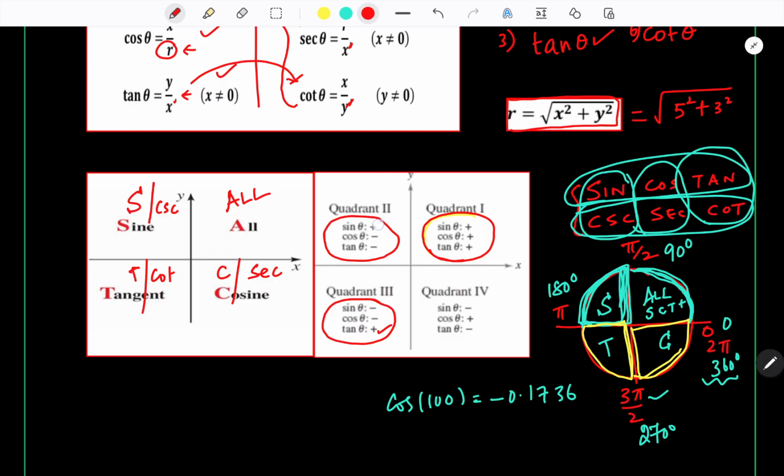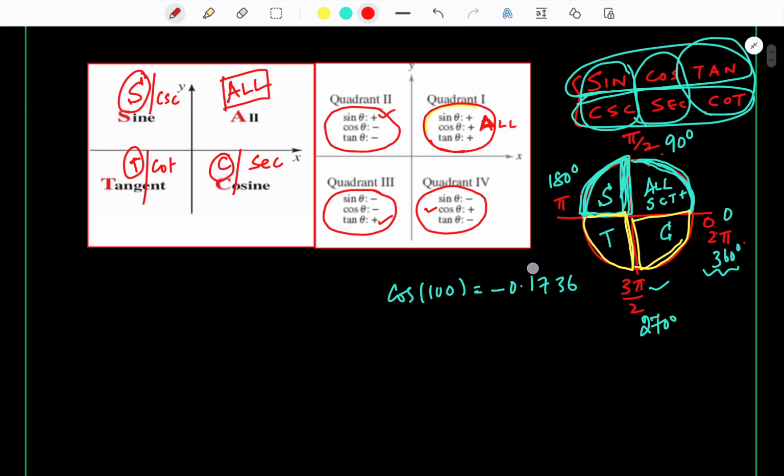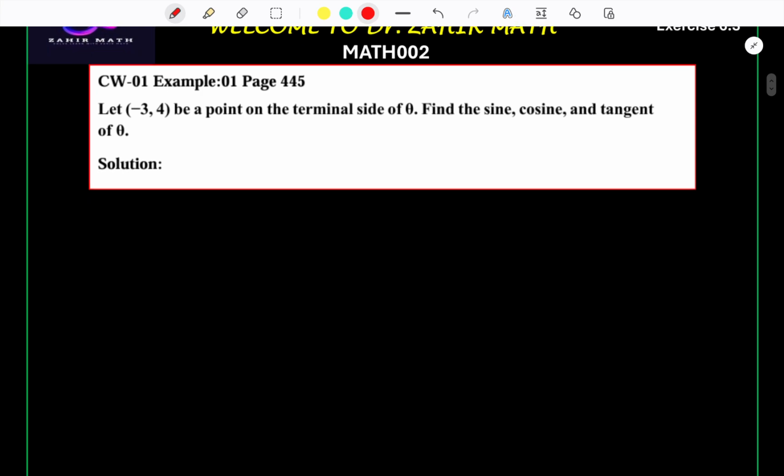See, positive, positive: all, S, T, C. This is all. Okay, all STC. C is where? This one, cosine positive. So this is negative and this is negative. So just remember, put the degrees 0, 90, 180, 270, 360. Remember these words, all STC. Easy to remember. You can remember the company name STC. So all STC, easy to remember. Just remember this one. Let's go to the first question.